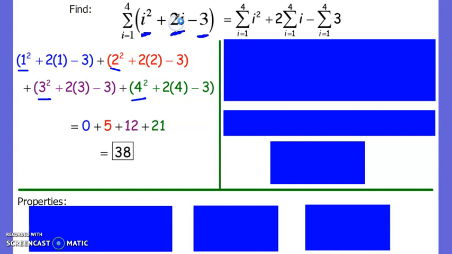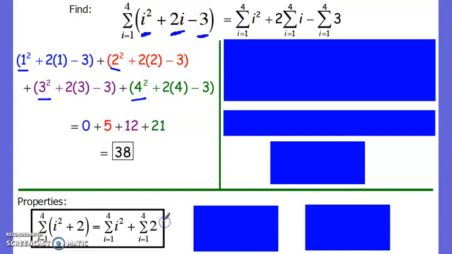Basically, when you have a summation of things that are added together, you can separate them out. The sum of 2 terms that are added is really the sum of the first term plus the sum of all of the second terms.